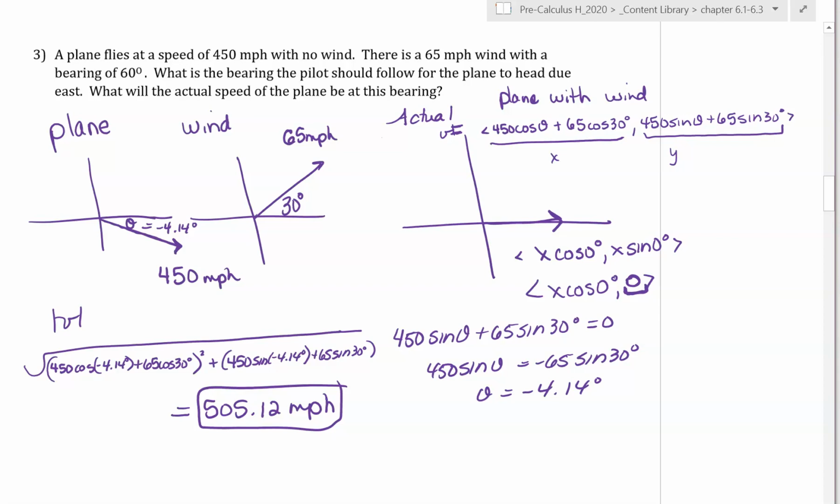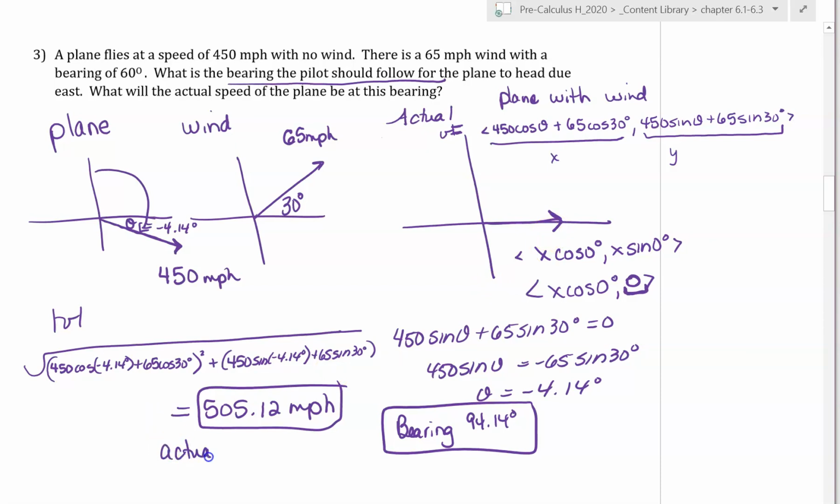Actually, I don't know if they asked us that, but, oh, yes, actually they did. Here it is. What is the bearing the pilot should follow? So notice this bearing is 90 degrees plus that reference angle of 4.14. So a bearing of 94.14. So that's the bearing that the pilot is attempting to fly. Again, the wind is making the plane actually go east, and this is the actual speed.